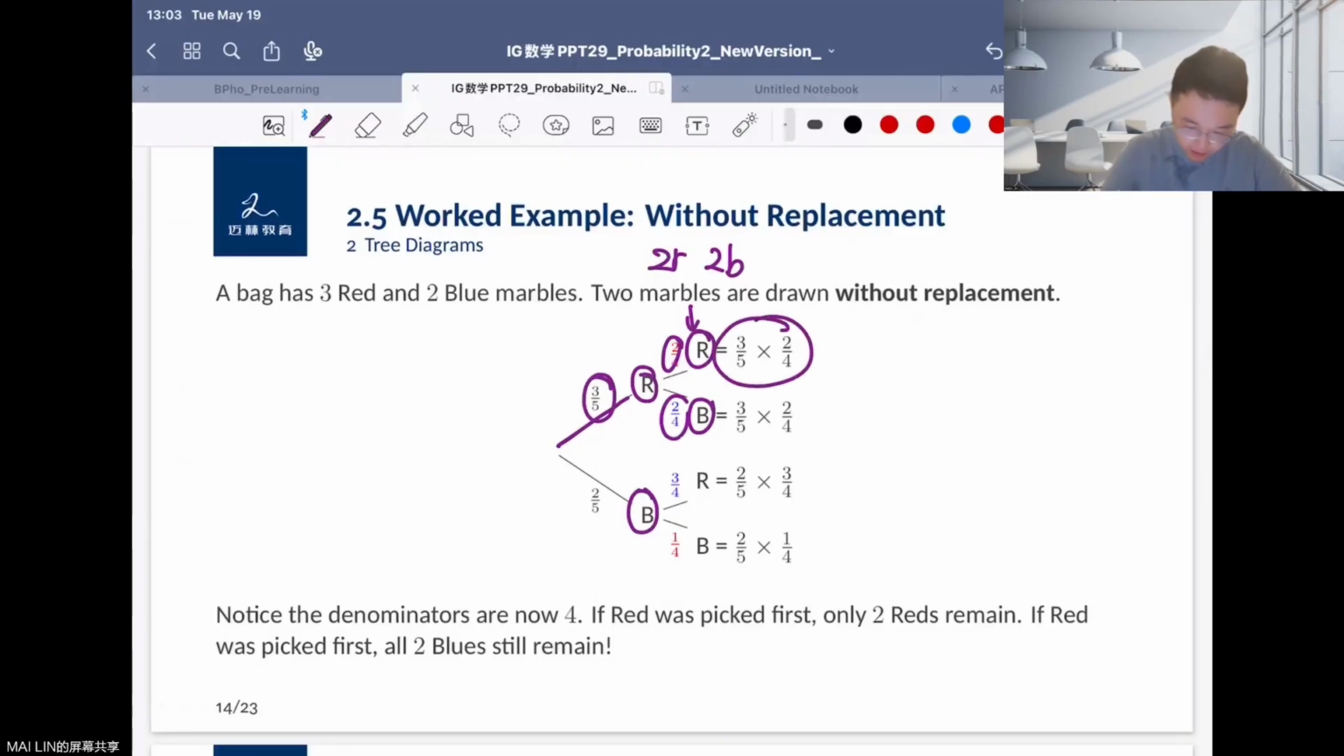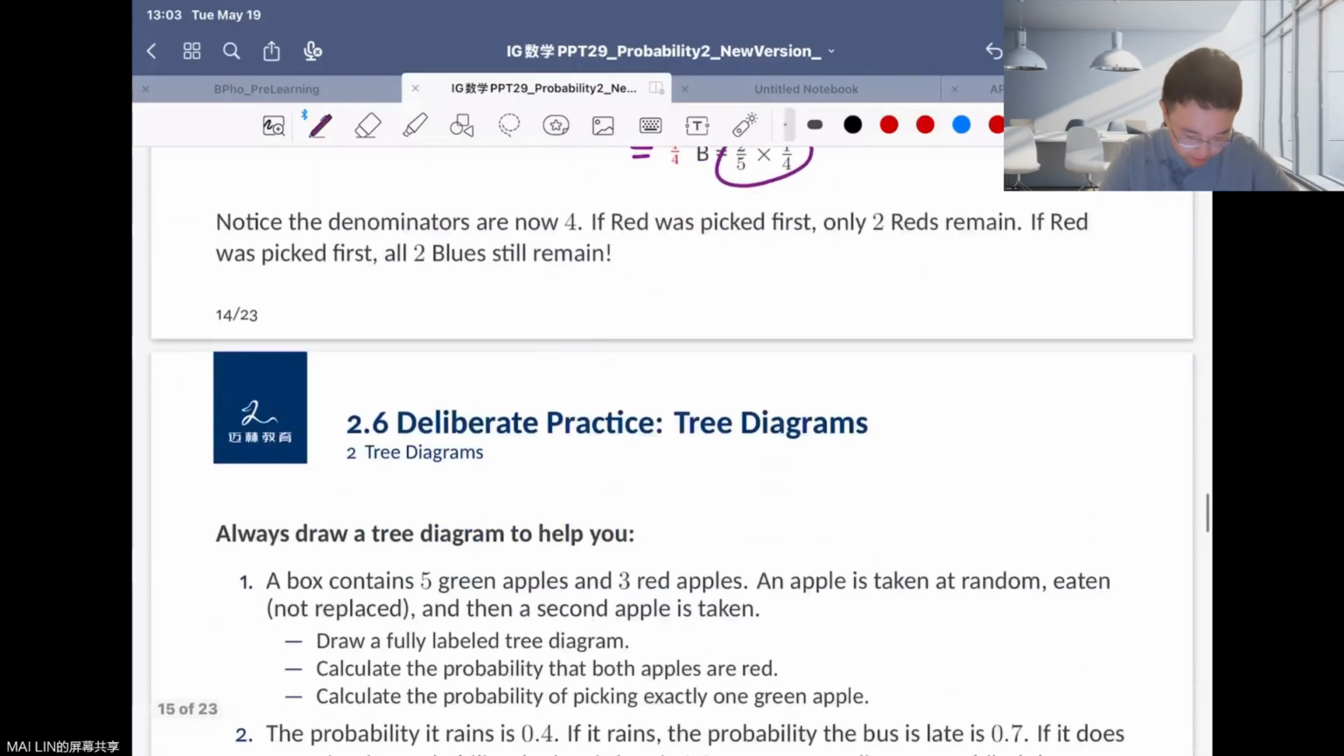Okay, so here is for 3/5 times 2/4, okay? And here is also for 3/5 times 2/4, okay? So we'll find the two possibilities right here. And for the blue marbles here and the red marbles here, we can say first we are using 2/5 times 3/4 equals 2/5 times 3/5. And here is for 2/5 times 1/4, okay? So that is how to calculate the exact probability right here, okay?